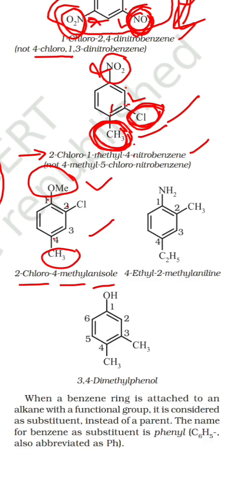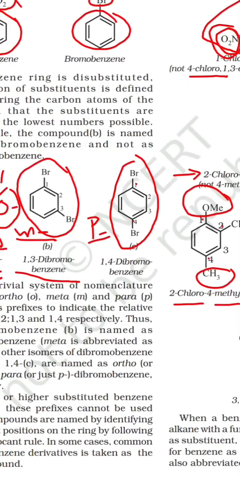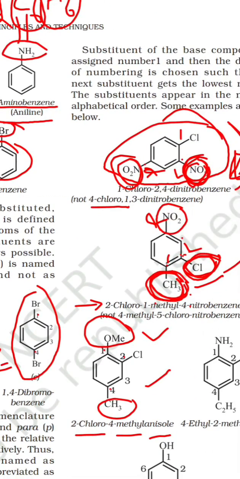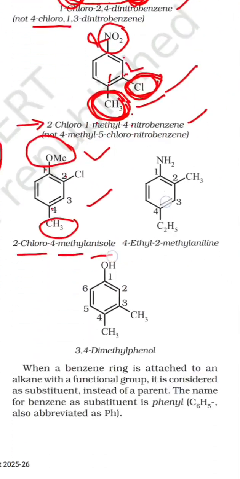So OCH3 means anisole. Here we have seen on benzene, if OCH3 is there, this compound is anisole. Methoxybenzene is also called anisole. So directly we can write anisole.